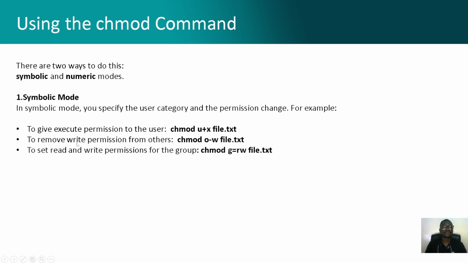Same thing if we were to remove specific permissions from a user or from the others group, I would specify chmod -w to remove the write privileges on that specific file. If I wanted to add read and write privileges to a specific group, I would use the chmod command with g=rw, for the group, equal to read and write permissions, followed by the file that I want to do that to. That's how you would add, remove or modify permissions using the symbolic method.